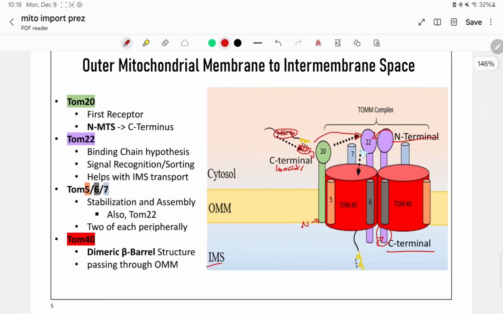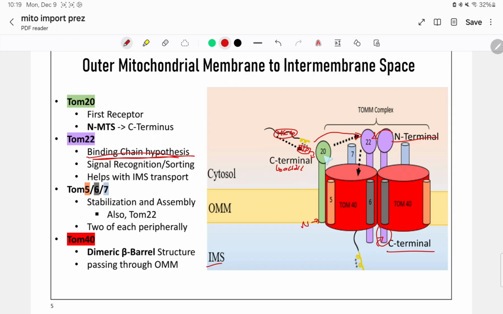Now, you might be thinking, how does this protein just get passed along here? The driving force for the movement along the pathway is believed to be because of this binding chain hypothesis. So first, there would be an increasing affinity of the binding site as the pre-sequence is moved throughout this pathway.